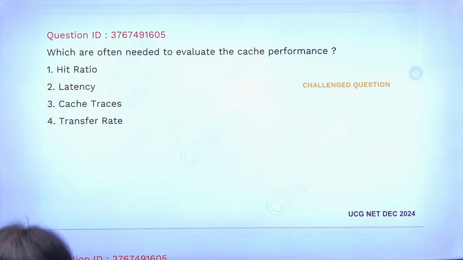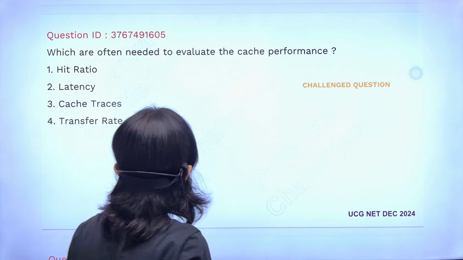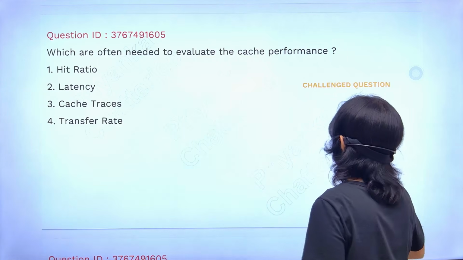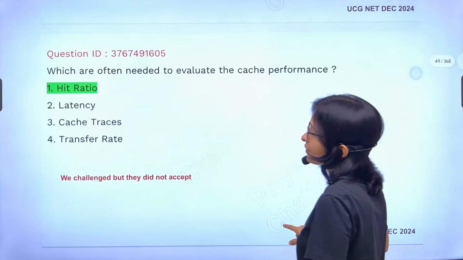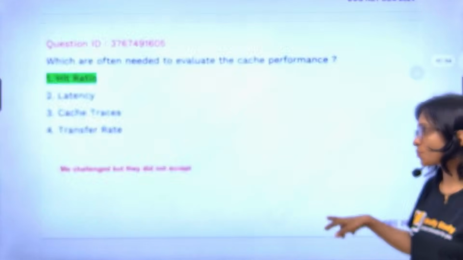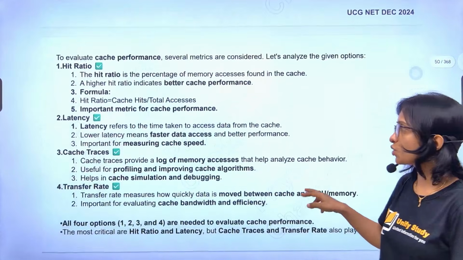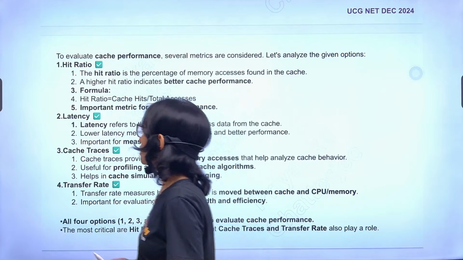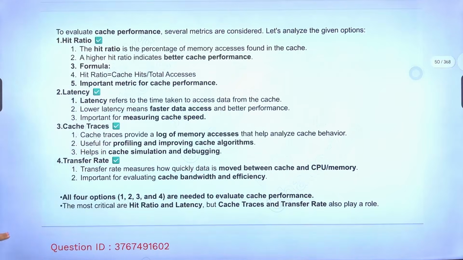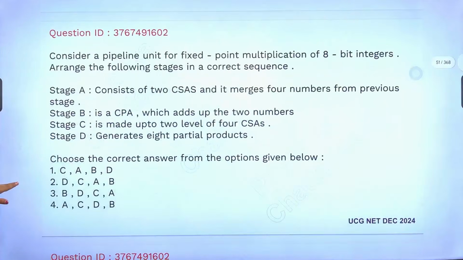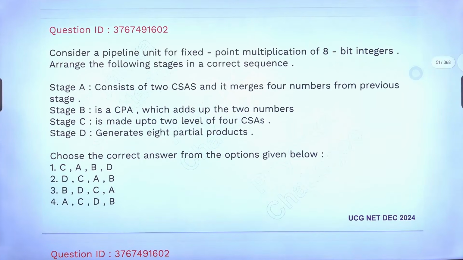Yeah, which are often needed to evaluate the cache performance. Hit ratio. To evaluate the cache performance we are definitely using the hit ratio, because hit ratio is giving you the performance here. Other than that, latency and cache, all that are there, you can go through it. Now tell me, do this one.